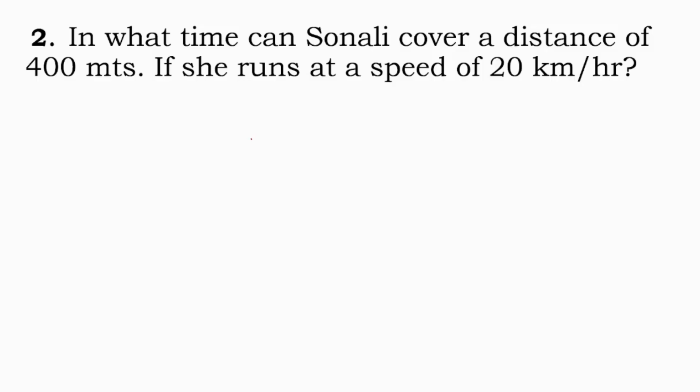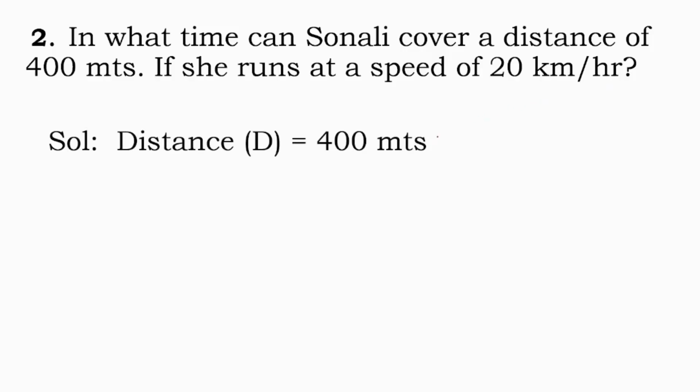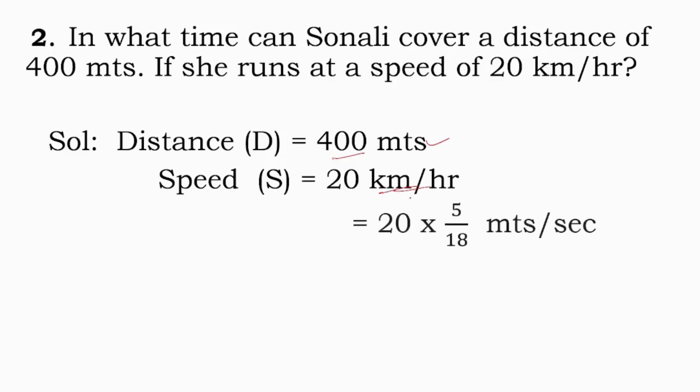Now we see the next example to determine the time. In what time can Sonali cover a distance of 400 meters if she runs at a speed of 20 kilometers per hour? So here the distance is given in meters and the speed is 20 kilometers per hour. So it should be converted into meters per second. So it should be multiplied by 5 by 18. 20 into 5 by 18 meters per second.